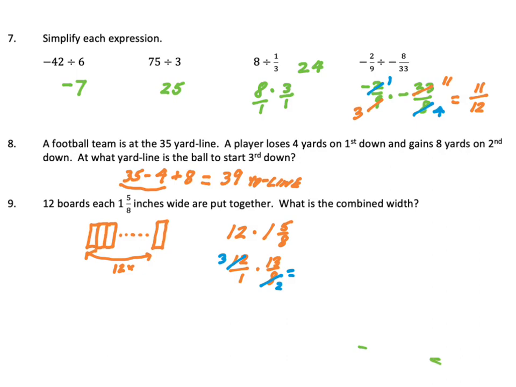3 times 13 is 39, and 1 times 2 is 2. So to make better sense of what this really means, I'm going to divide 2 into 39. So if we think about a little long division here, 2 goes into 3 once, 2 goes into 19 9 times with 1 left. So this gives me 19 and a half inches is the combined width.